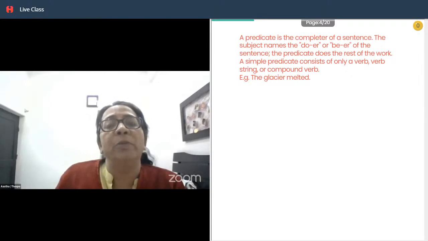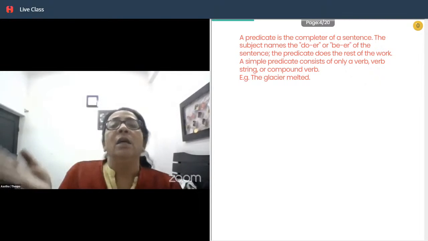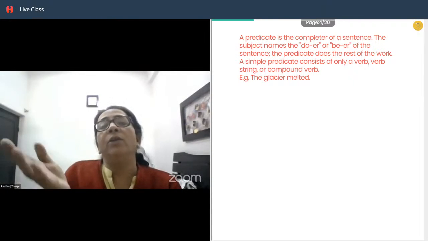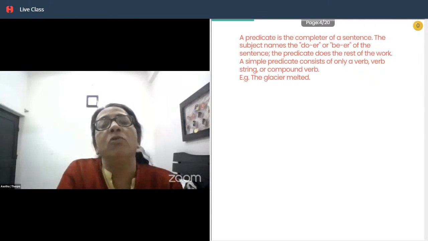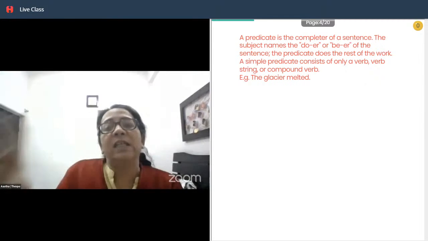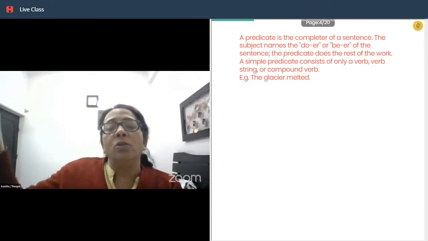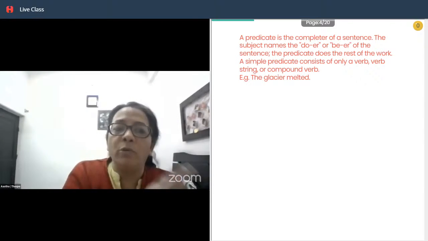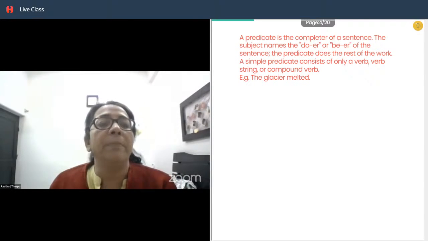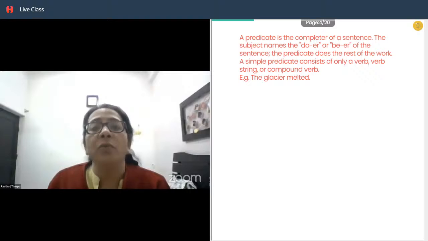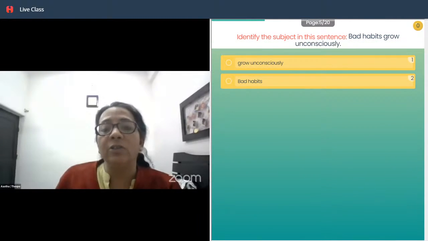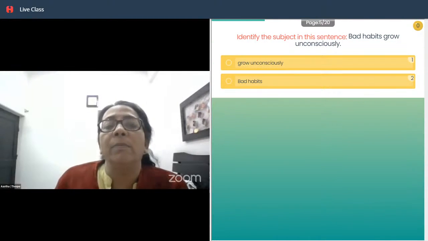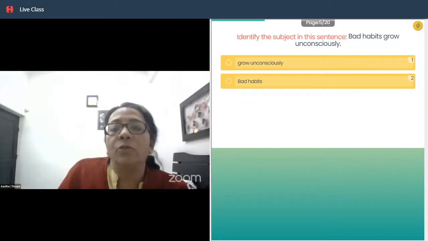Compound verbs means if you've got a complex sentence, a sentence having two compound sentences and one more phrase that get connected with some conjunctions, in such a case you will find multiple verbs there. That's a compound verb they're talking about. Now, for example, the glacier melted. So we are talking about the glacier. What happens to it? Melted. That becomes my predicate.